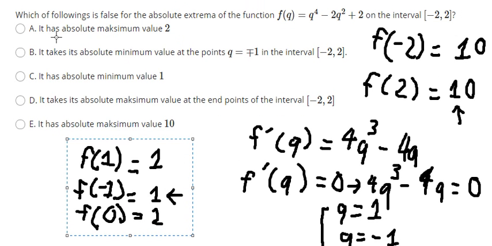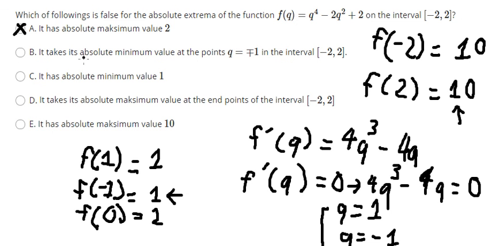A, it has absolute maximum value of 2. So we can see that A is wrong because the absolute maximum is 10, not 2. So we choose A. Now let's go through B, C, D, E.